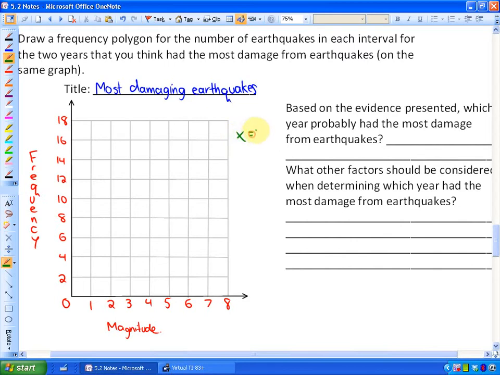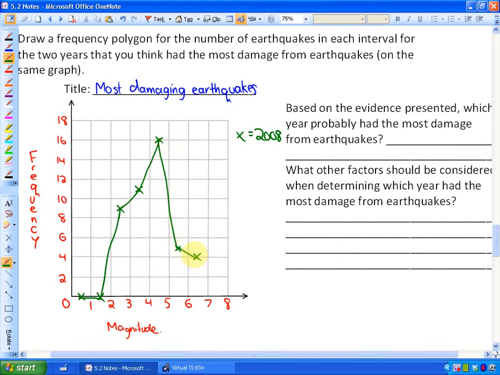I'm going to use X's to represent the year 2008. So in this particular case, it looks like we had 0 between 0 and 1, 0 between 1 and 2, 9 here, 11 here, 16 between 4 and 5, 5 between 5 and 6, and 4 between 6 and 7. So this represents 2008, the magnitudes and the frequencies of earthquakes that occurred that year.